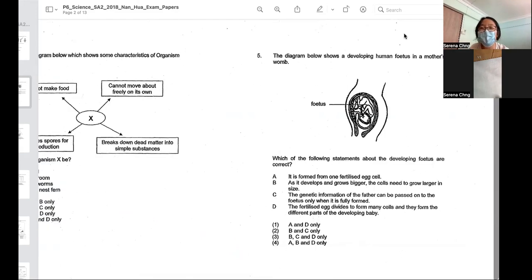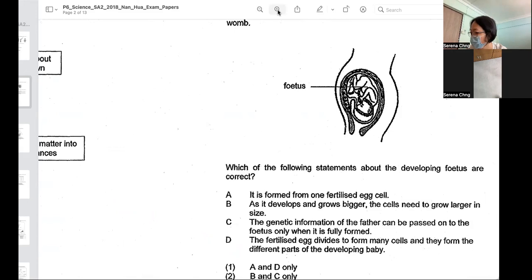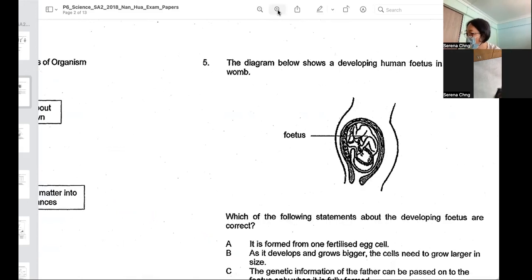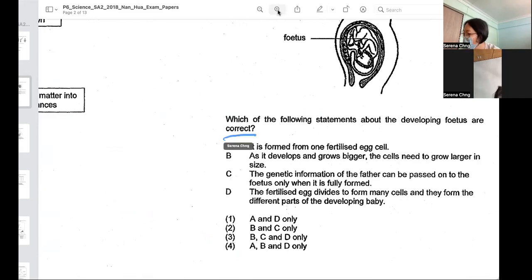Now we have question 5. The diagram below shows a developing fetus in a mother's womb. Which of the following statements about the developing fetus are correct? Underline correct. It is formed from one fertilized egg cell. In this case, yes, we see one fetus. As it develops and grows bigger, the cells need to grow larger. No, actually the cells need to increase in numbers, not increase in size. So this one is wrong. You must be careful about this.